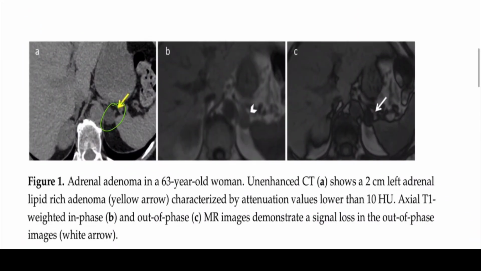The adrenal adenoma with HU of less than 10 on NCCT images and showing signal drop on out phase images. I will discuss these later, the in phase and out phase, all these things. So there is signal loss, this gets darker in the out of phase images.